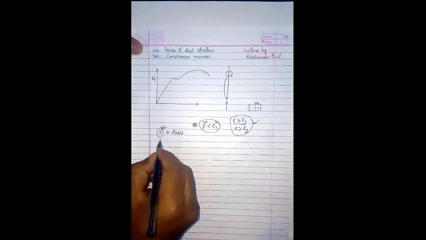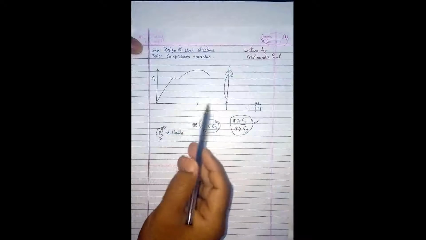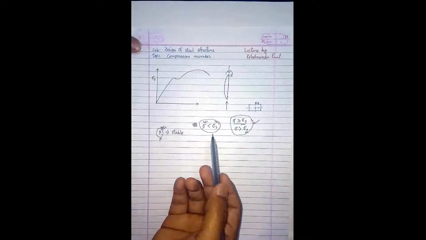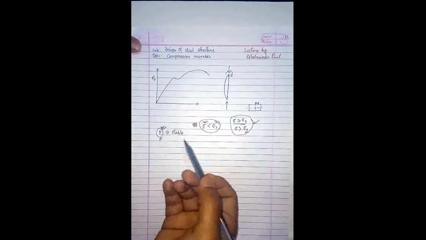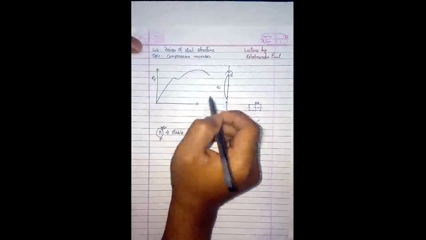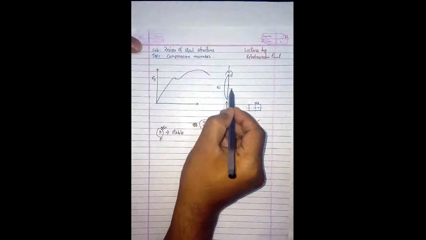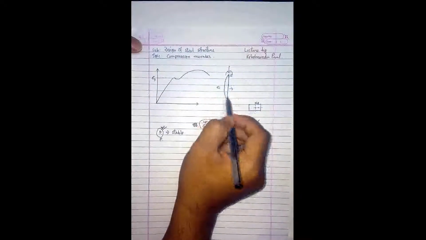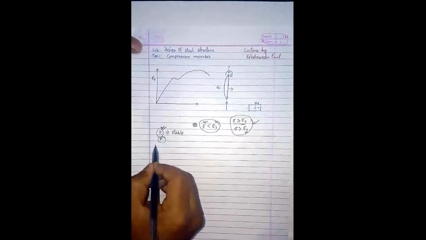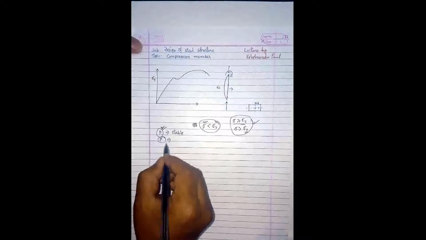Now there will be some cases when we withdraw this load, but the member does not regain its initial position. It is neither displacing in this direction nor in that direction, so it is maintaining the shape it had when P was acting. That means it is neutral.